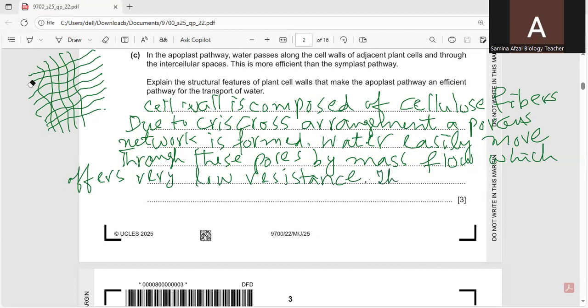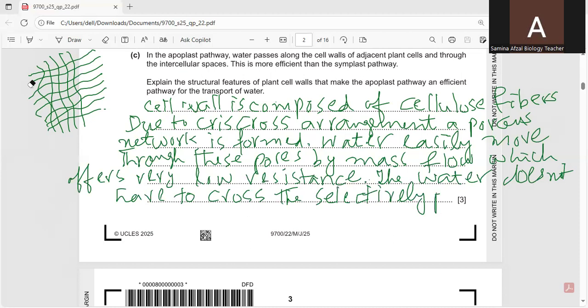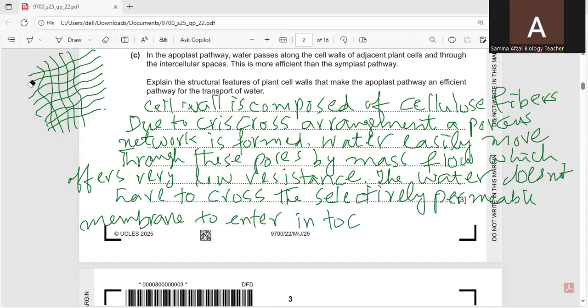Secondly, the water passes through the cell wall, due to which the water does not have to cross the selectively permeable membrane to enter into the cytoplasm, because it is moving through cell walls.